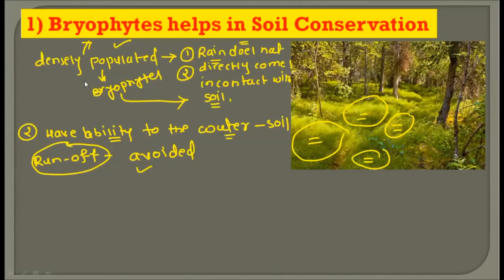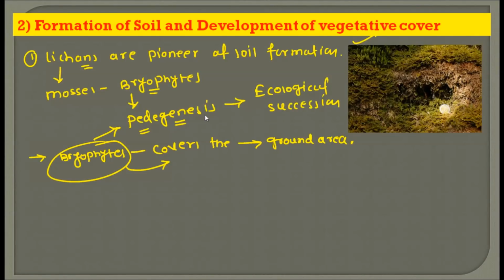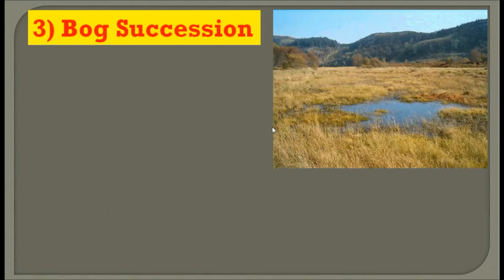And we have discussed how they are densely populated in the forest, and they avoid two things mainly. They avoid the contact of rain directly with the soil, and they hold the water for a longer time. In this way, they avoid soil erosion. Then we have seen that bryophytes form the soil as well as the vegetative cover. As you know, in an ecological succession, we have seen the pedogenesis done by lichens plus mosses, that is the bryophytes. All right. So these bryophytes then cover the ground area and provide shelter to other small organisms.